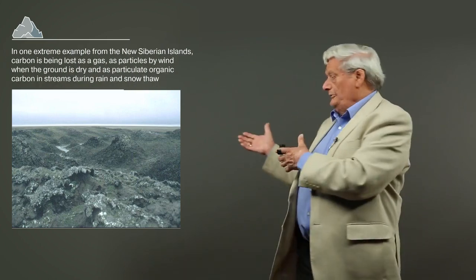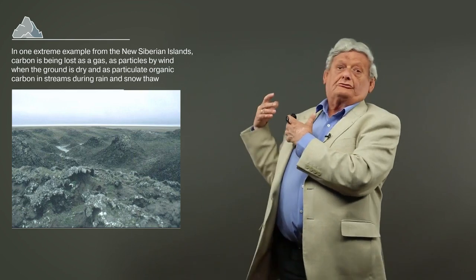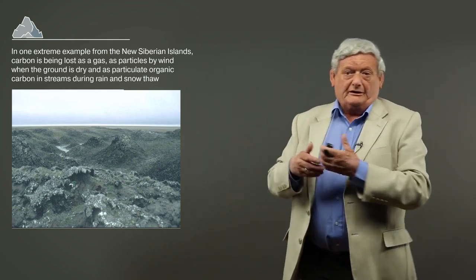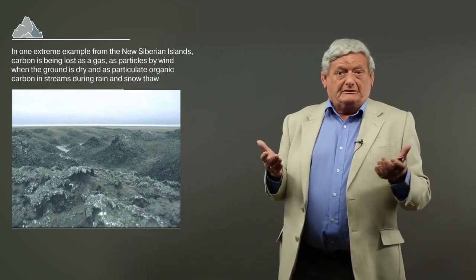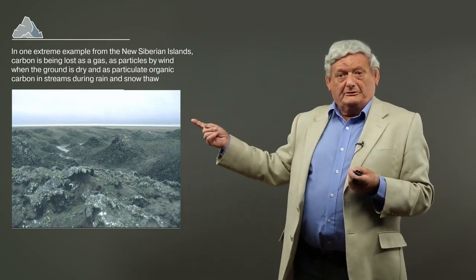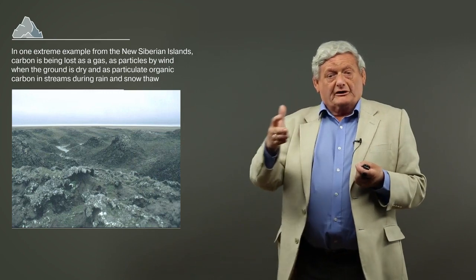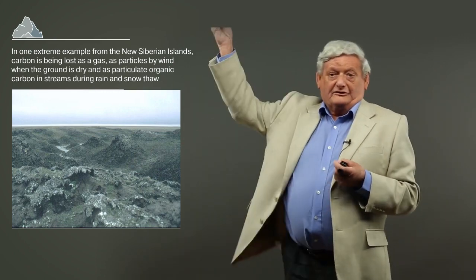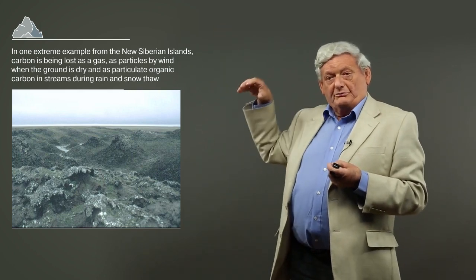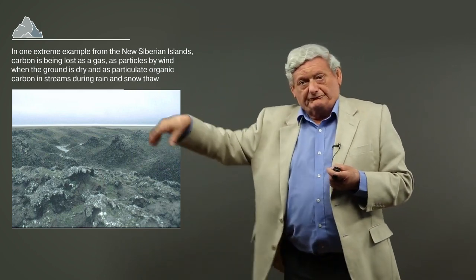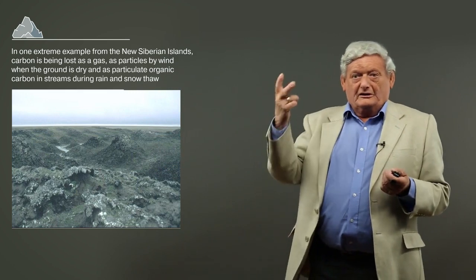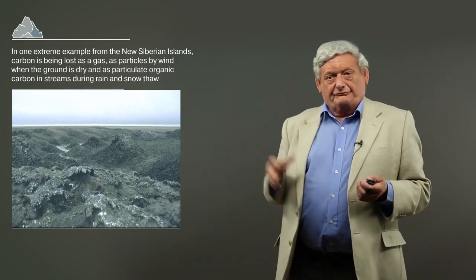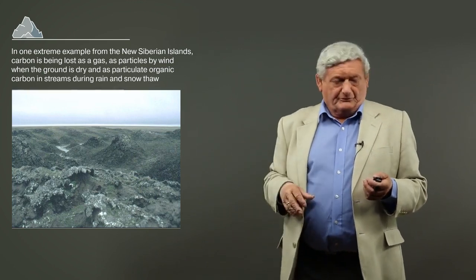And here is one example, which is, to my knowledge, the most extreme example, which is from the New Siberian Islands, where the rate of coastal erosion is about 40 meters a year. And here you see carbon blowing off when it's dry weather onto the sea ice. You see carbon going as a gas into the atmosphere, and you also see that in the rain, it's going down into the streams and flowing out to the Arctic Ocean. At least three different major ways that carbon is being lost from the safety of being stored in permafrost.